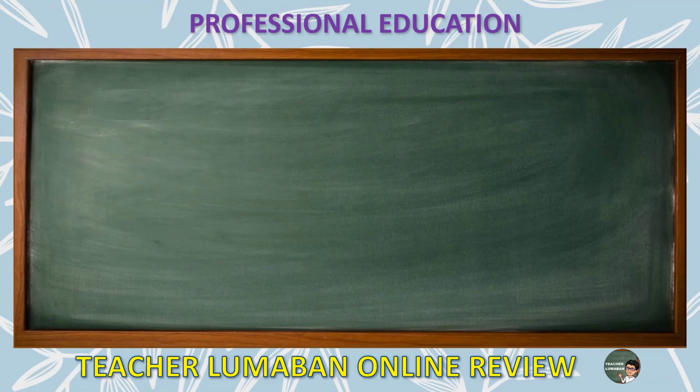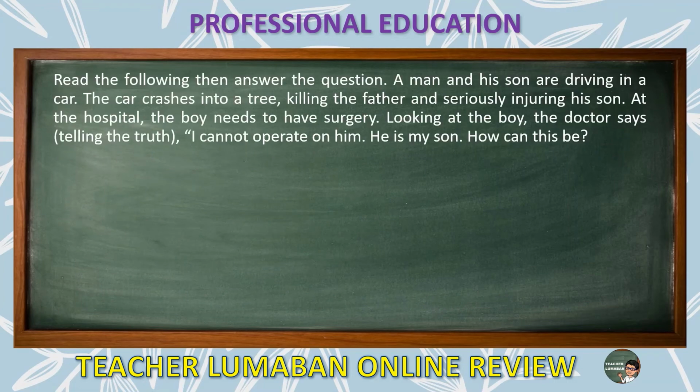Read the following, then answer the question. A man and his son are driving in a car. The car crashes into a tree, killing the father and seriously injuring his son. At the hospital, the boy needs to have surgery. Looking at the boy, the doctor says, telling the truth, I cannot operate on him. He is my son. How can this be? Answer, the doctor is the boy's mother.